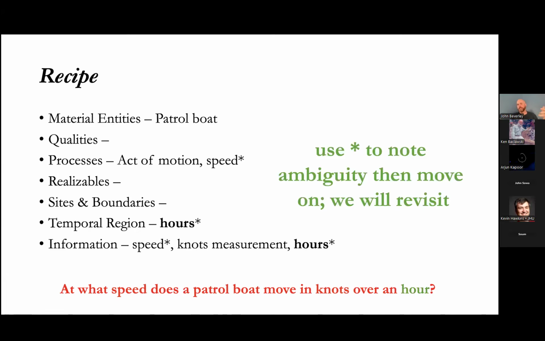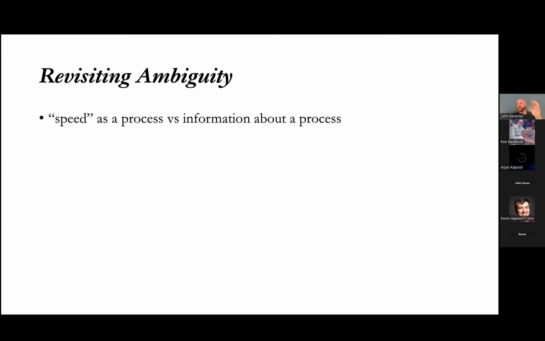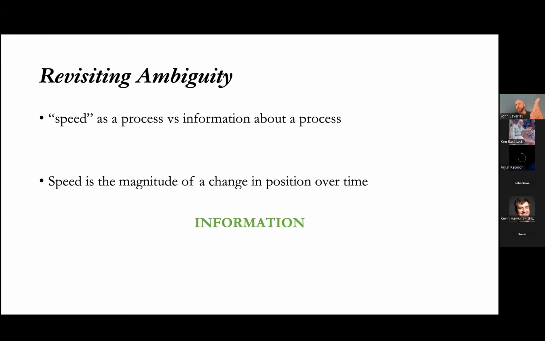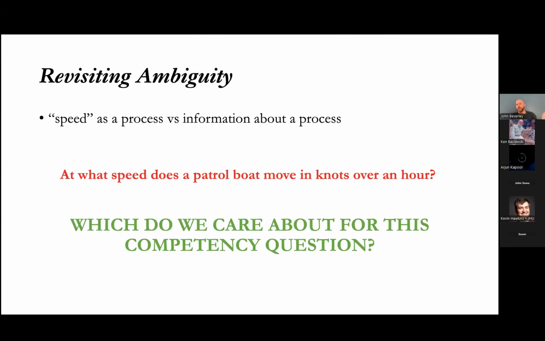So knots, hours also ambiguous. Do you mean the measurement or the thing being measured? Once you've done that, you've walked through the question. We go and revisit the ambiguity. Speed as a process versus information about it. You can mean something like the magnitude of change in position over time, as you see in a physics textbook, or you can mean the actual changing in position over time. Arbiter, which do we care about to answer the competency question?